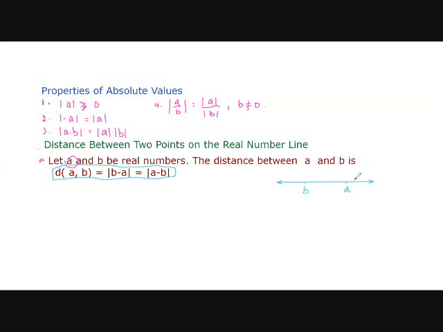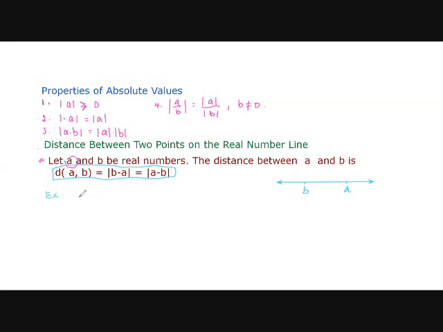Another way is if you take A as the original or starting point and B is the destination point. Normally we use the destination minus the original, so you can use B minus A. Or if you take this starting point and this destination point, then you use A minus B in the absolute sign.